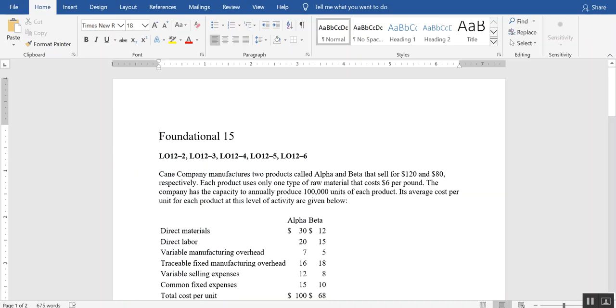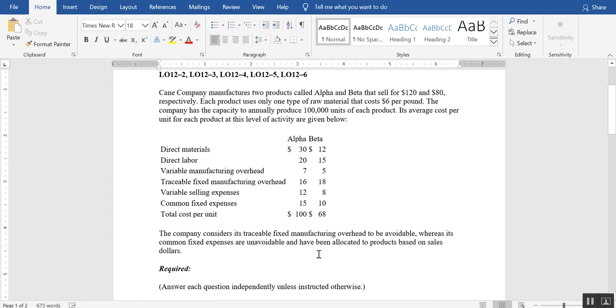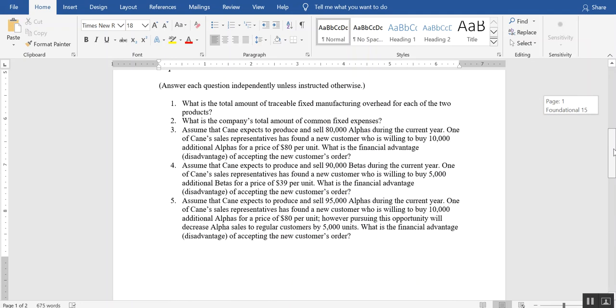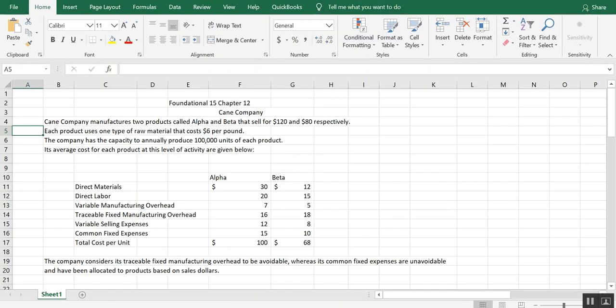So right now I want to go to this Foundational 15 problem that we are talking about today. And here is the problem. It's laid out in the document that's in the Chapter 12 module. I am not going to refer to this table here, but I am going to refer to this. So let's go to the Excel workbook.